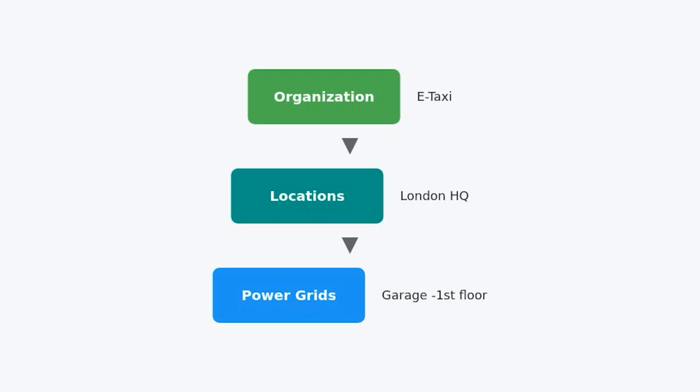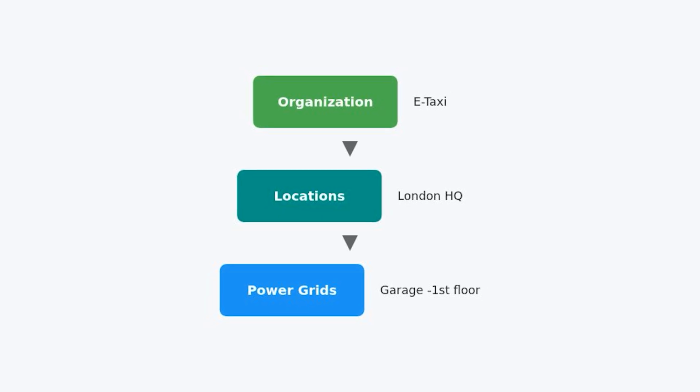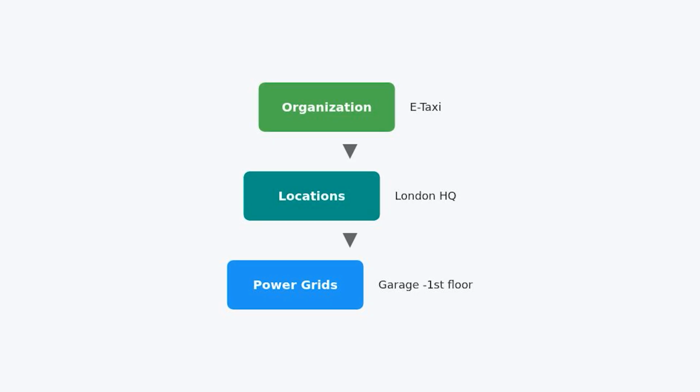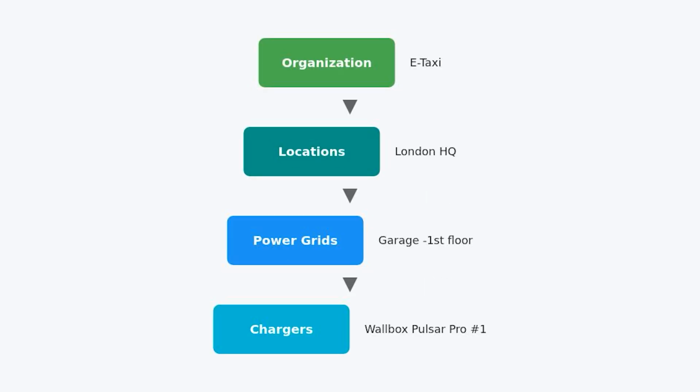By defining the capacity of each power grid, SmartCharge can intelligently distribute the available power and prevent the electrical infrastructure from being overloaded. Finally, chargers are assigned to a specific power grid. Once a charger is registered, it becomes part of the SmartCharge ecosystem, allowing you to monitor its status, manage charging sessions, apply load balancing rules, and access usage statistics.